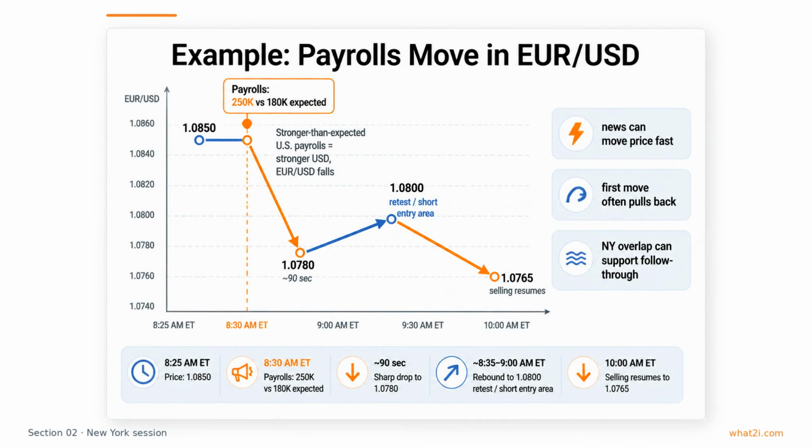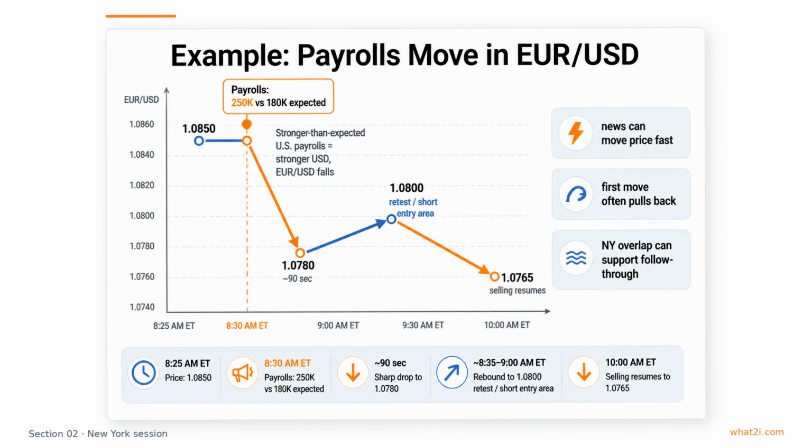Imagine Euro/USD trading around 1.085 just before a payrolls release. The report comes out much stronger than forecast, which tends to support the US dollar. Because Euro/USD is quoted with the euro first and dollar second, stronger USD pressure usually pushes the pair lower. In this example, price drops quickly to 1.078 within about a minute and a half, showing how violent the first move after major data can be.